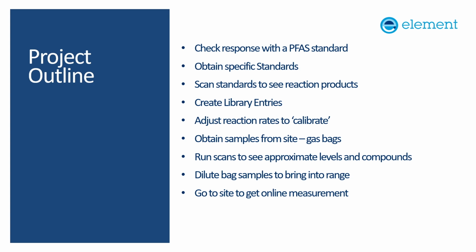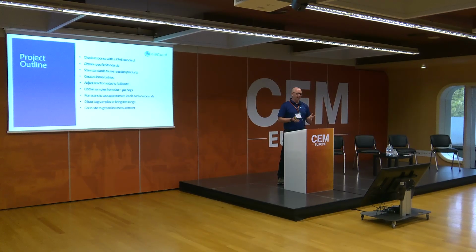So then we'd scan these standards, see if any reaction products are visible, create library entries for those in the SIFT library, and then we can adjust effectively reaction rates to sort of perform a calibration. So we can make it read what we want it to read for the quantity.